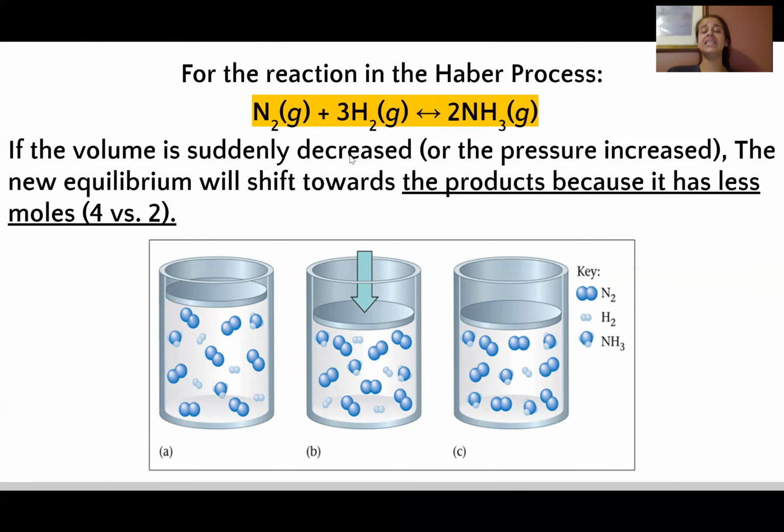So if the volume is suddenly decreased or the pressure is increased, the new equilibrium is going to shift toward the products because it has fewer moles. We have a 2 right here, so that's 2 moles of gas on the product side, and on the reactant side we have 3, and then this one has nothing in front of it, but we know that there's an N here, this is an invisible 1, so we have 4 moles of gas on this side and 2 moles on this side. And since we're increasing the pressure of the gas, we're going to shift toward the side that has fewer moles, which in this case ends up being the product side.